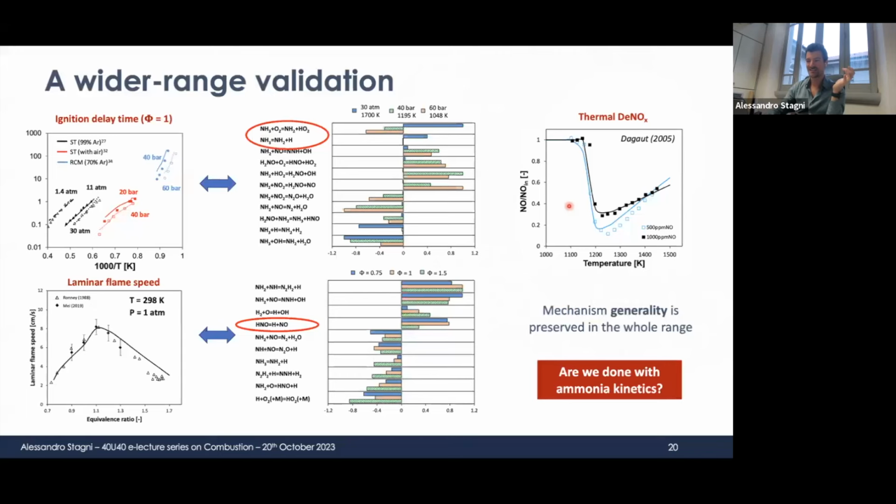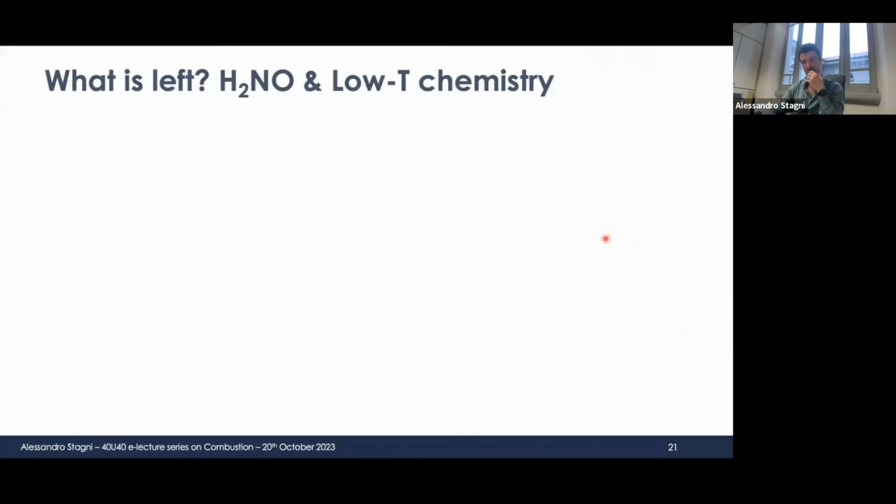So the question is now, are we done? Is there anything to be explored? And this was the question that we asked after we completed this part of work. And then the answer was, not yet. We need to go further.